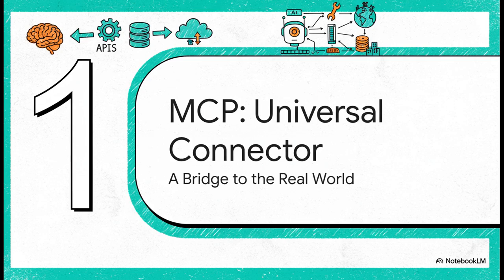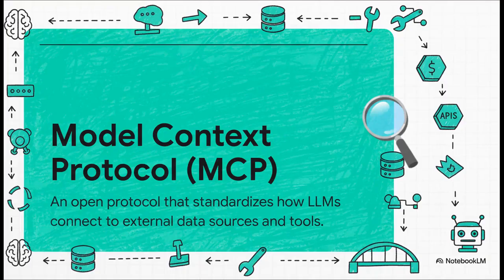Well, this is where the Model Context Protocol, or MCP, comes into play. It's the bridge out of that digital room. Okay, so what is it really? The most important word here is standardizes. Because before MCP, if you wanted to connect an AI to some outside tool, you had to build custom, one-off connections for every single service. It was a total mess and it just couldn't scale up.